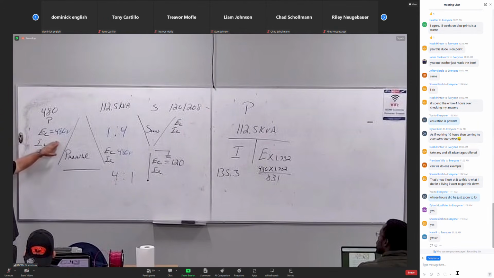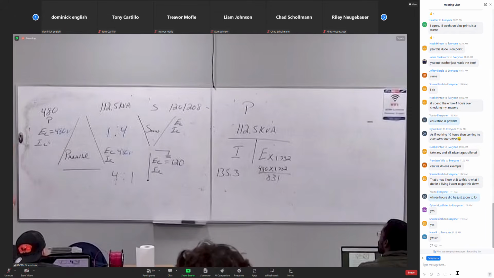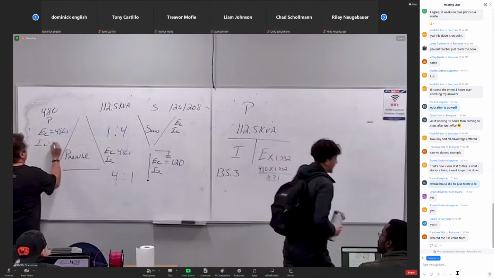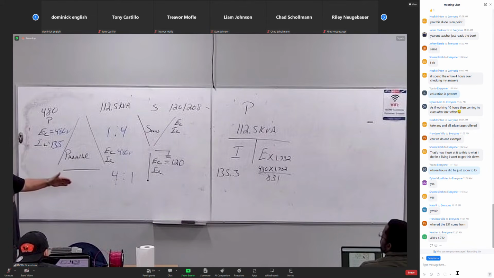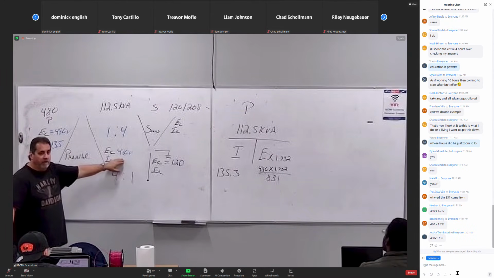Okay. So we know what my line current is, right? 135.3. We'll do 135 for now. It's easier, got more room that way. What stays the same in a parallel circuit? Voltage, okay? That means current must change, because we went from three phase, which is 831, really, down to single phase, which is 480.